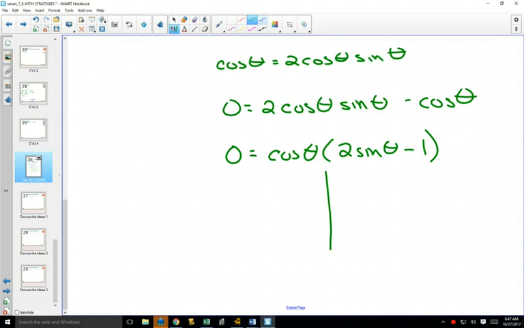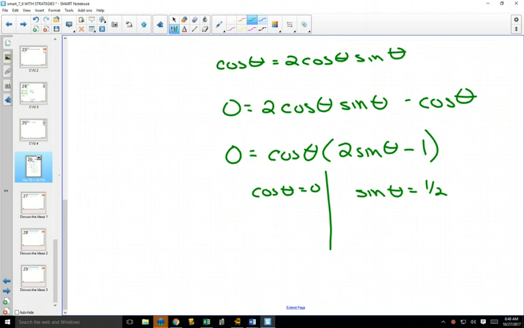So what makes this one equal to 0? Oh, cos theta equals 0, which we already talked about. We knew that that was going to be a solution. What would make this equal to 0? That's when sine theta is equal to a half.